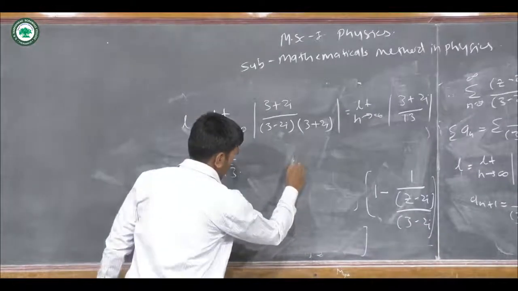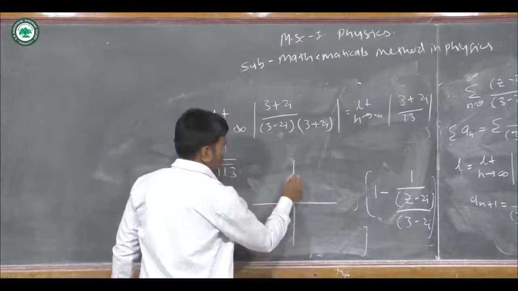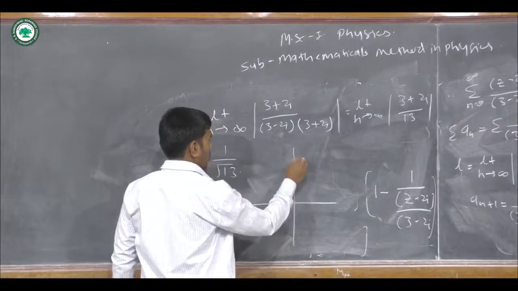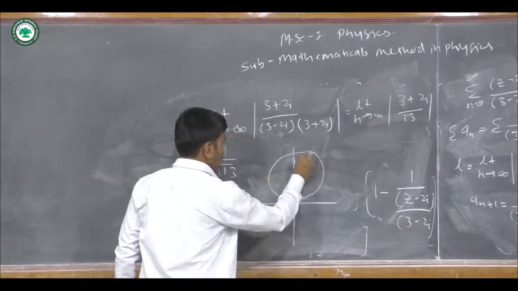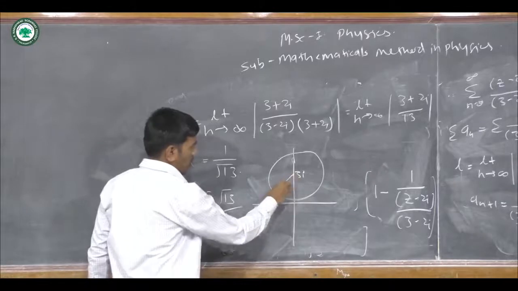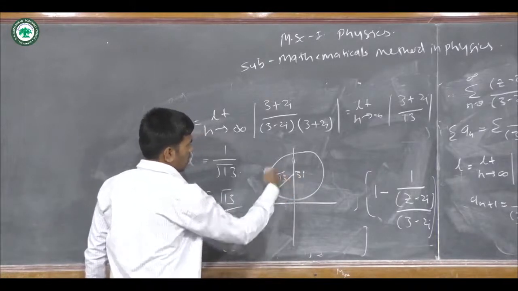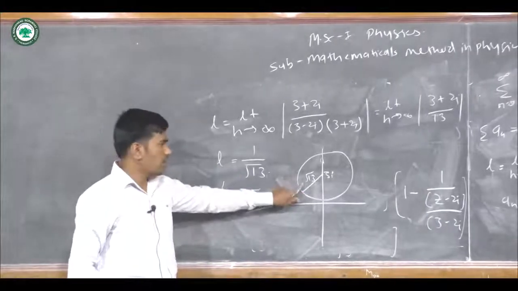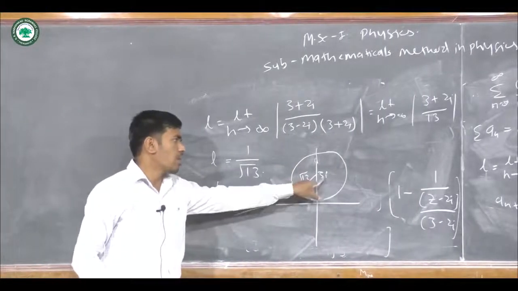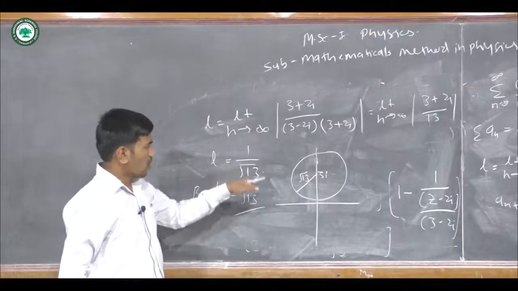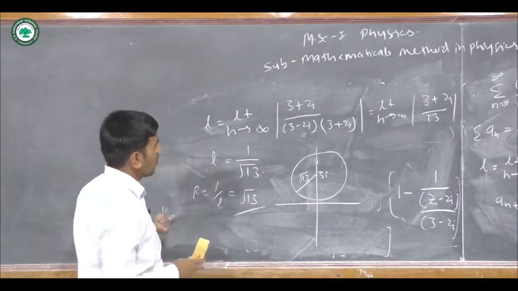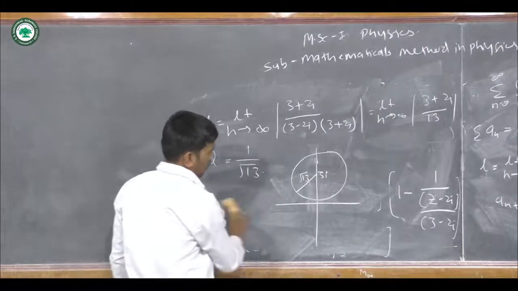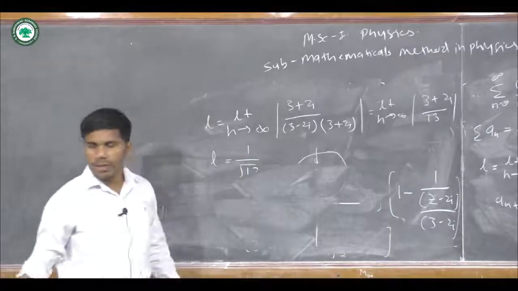So if I draw this, z naught is the center and this is the radius. In this region the series converges to 1 by 3 minus z. So this R defines the region, and this z naught is the center of this region. Okay, so this is about the Taylor series. Let's stop here.